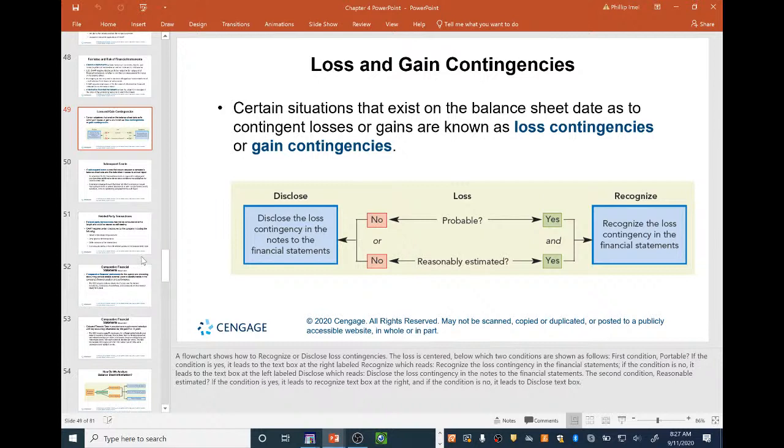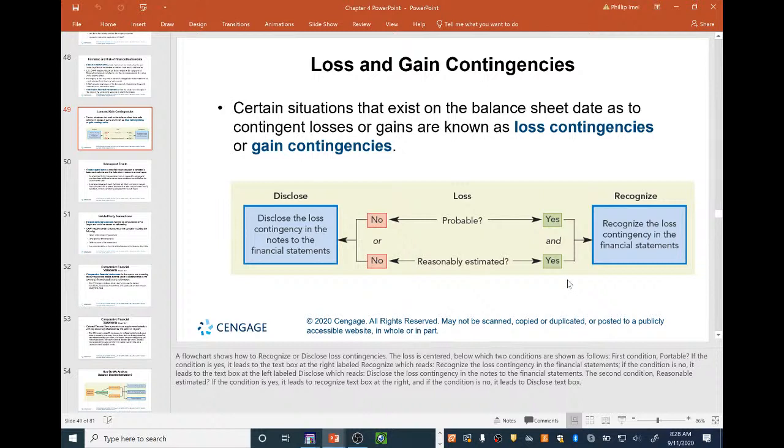Okay, loss and gain contingencies. Certain situations that exist on the balance sheet date are contingent losses or gains, known as loss contingencies or gain contingencies. So pretty much the long and short of this rule is, if it's probable and estimable for a loss contingency, we have to present it within the statements, okay?